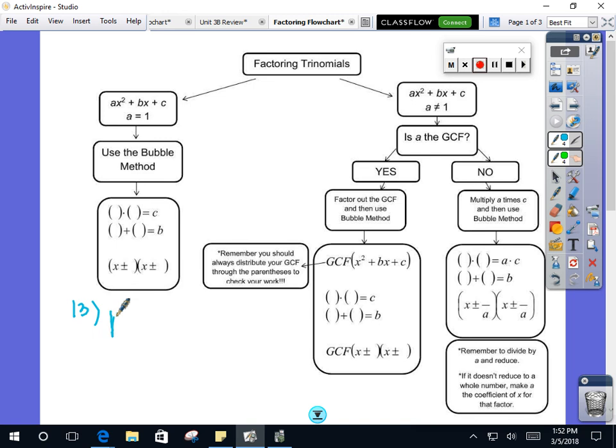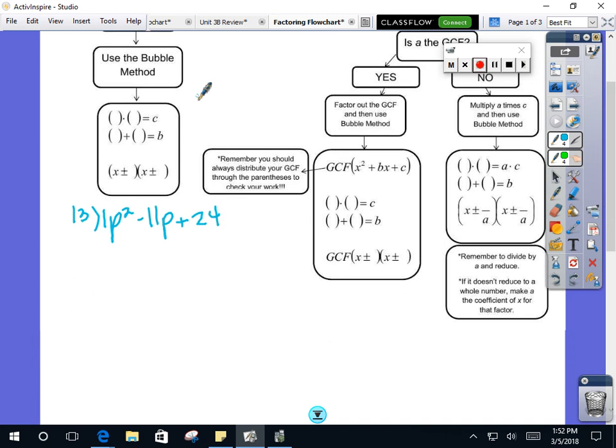P squared. Okay, so the first thing says, is A equal to 1 or not equal to 1? It's equal. There's an understood 1 out front in the A place. So we go straight into the bubble method, which is where you look for two numbers. Those two numbers have to multiply to equal your C, which is 24, and those same two numbers have to add to equal your B, which is negative 11.